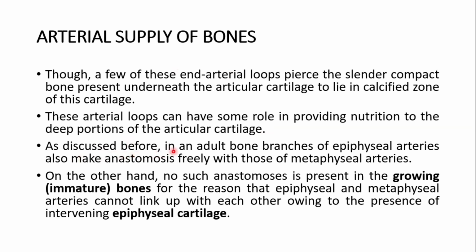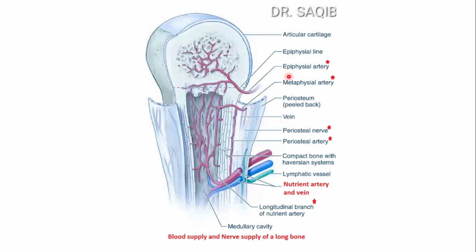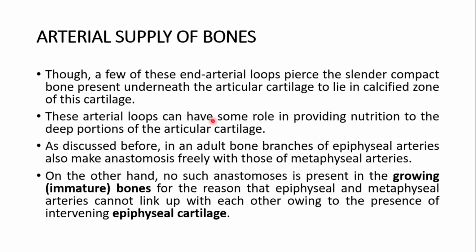As discussed before with you, in an adult bone, branches of the epiphyseal arteries also make anastomosis freely with those of the metaphyseal arteries, right? And you could see this epiphyseal artery and the metaphyseal artery; their branches make free anastomosis with each other.